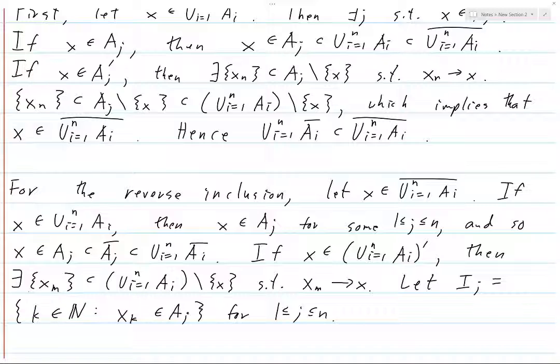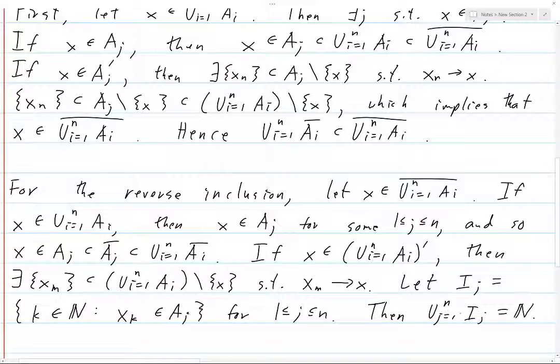It just depends. Okay, so let ij be the set of indices such that xk is in aj, and this is for each of these. Then every single xm is contained in this union, so every single xi is contained in some aj, which means that the union from j equals 1 to n of ij must be all of n.